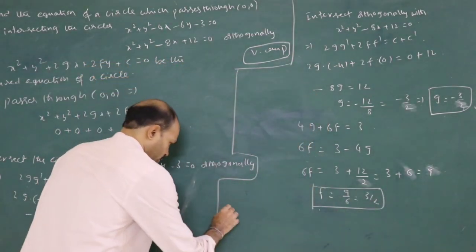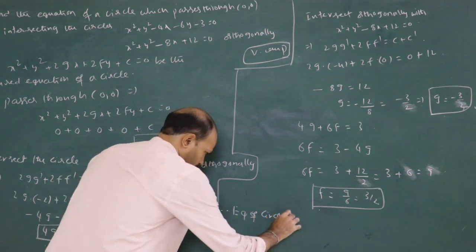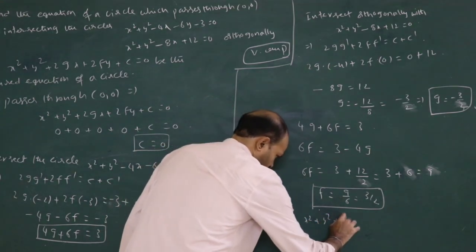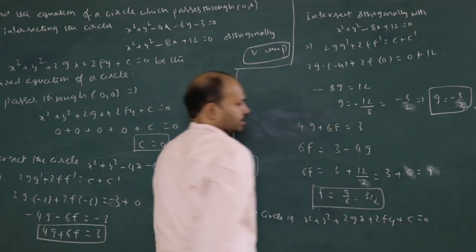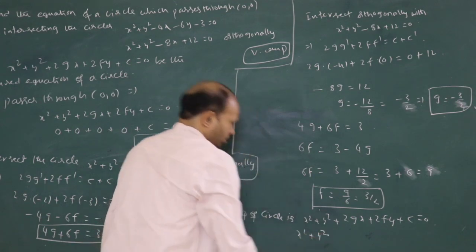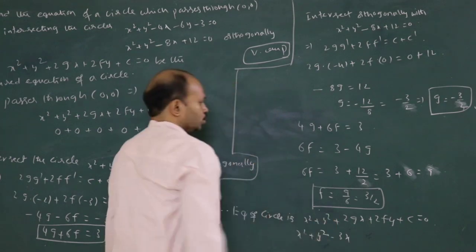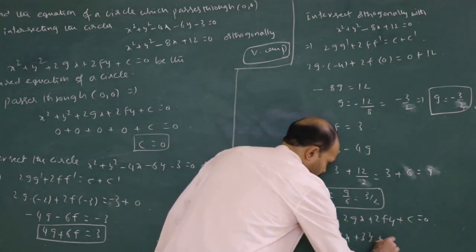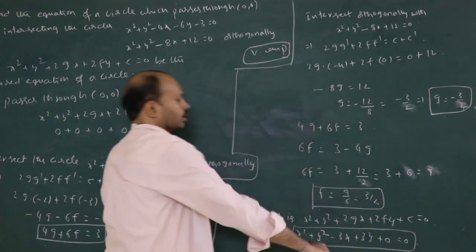Therefore, the required equation of circle is x square plus y square plus 2gx plus 2fy plus c is equal to 0. Apply the values. X square plus y square, 2g is minus 3x, 2f is 3y, plus c value must be 0. So this is the equation of circle.